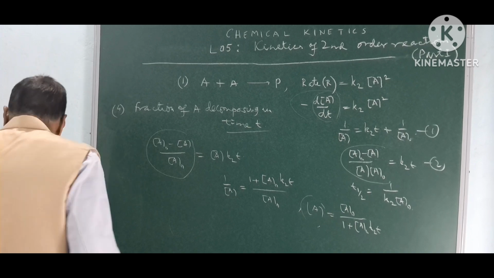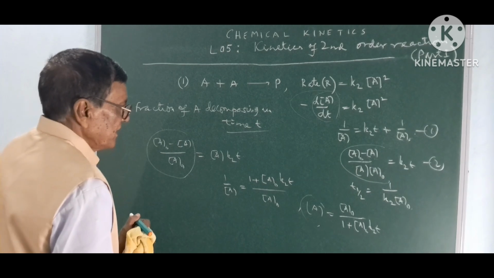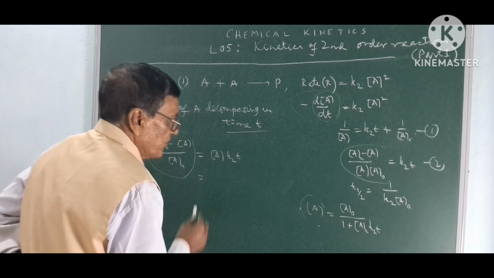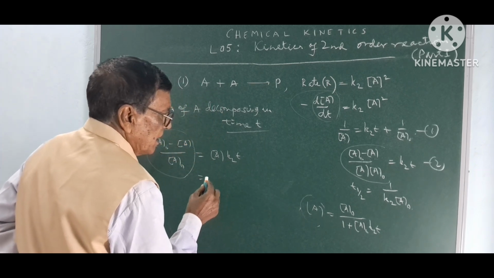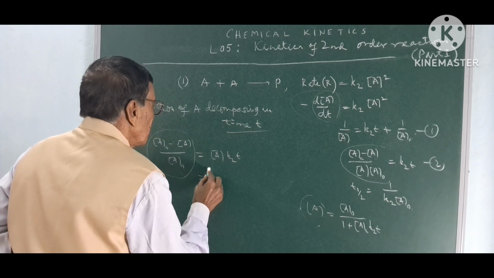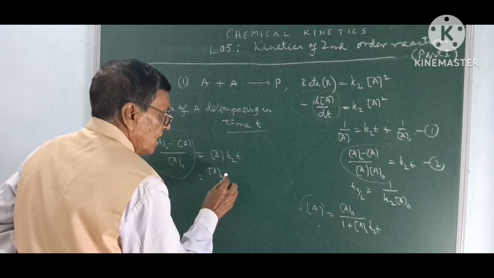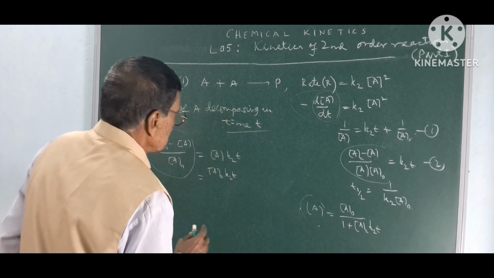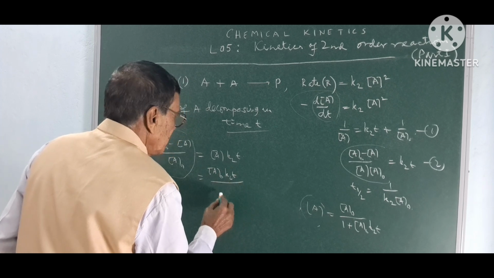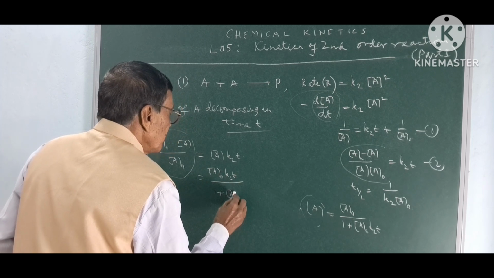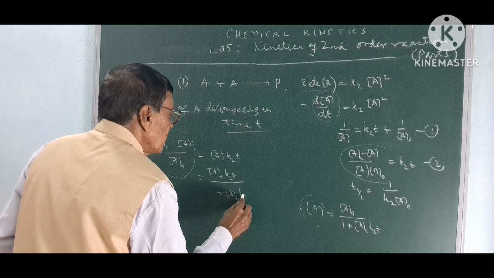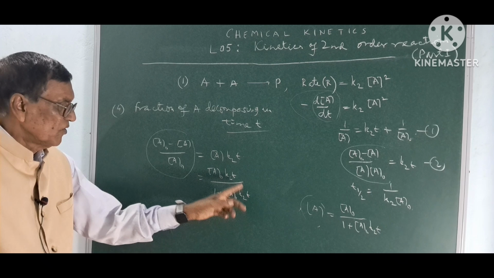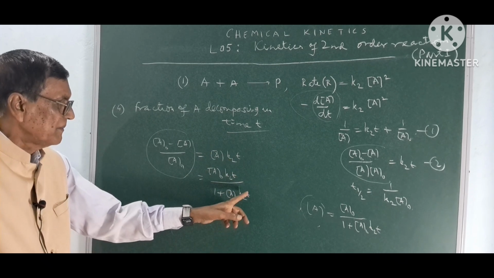So whenever this is replaced in the right hand side, we have concentration of A naught K2T divided by 1 plus concentration of A naught and K2 T. On the right hand side, except T, all are constant. So at any time T this will be the fraction.